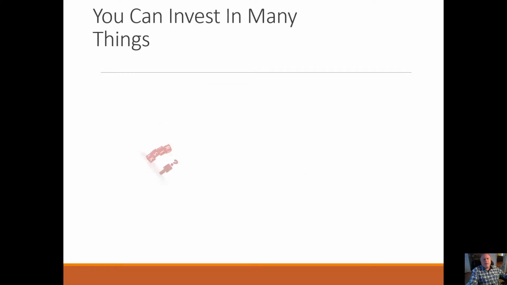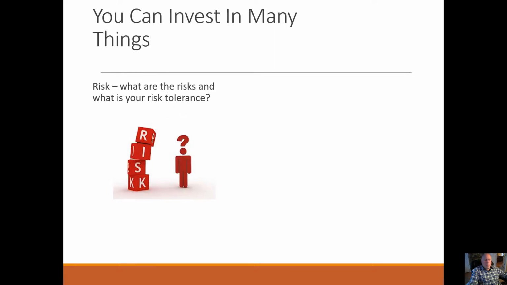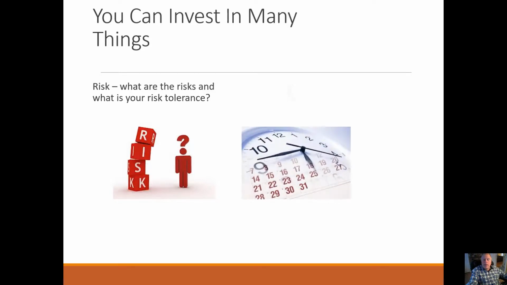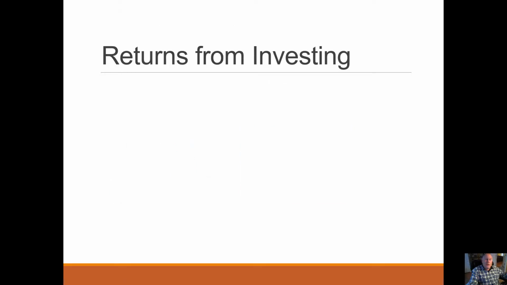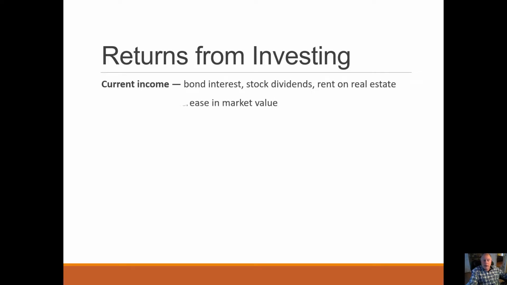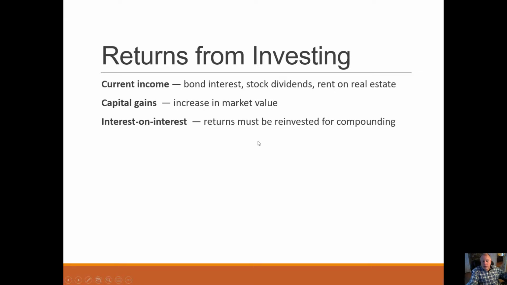You can invest in many things. But again, risks. What are the risks of the investment? What is your risk tolerance? When do you plan on using the money? Returns from investing come from current income: interest on bonds, dividends, rent on real estate. Capital gains are an increase in market value. Capital losses would be a decrease in market value. And they can be realized or unrealized.